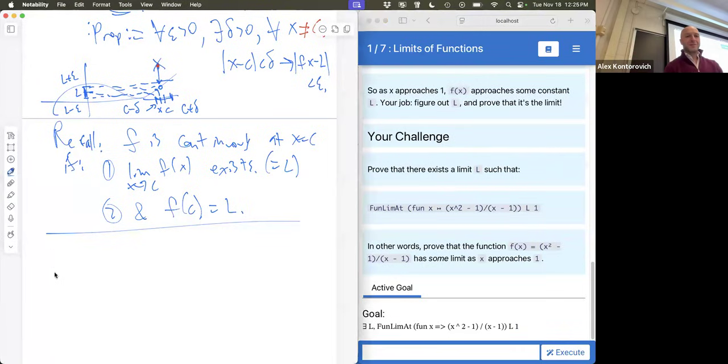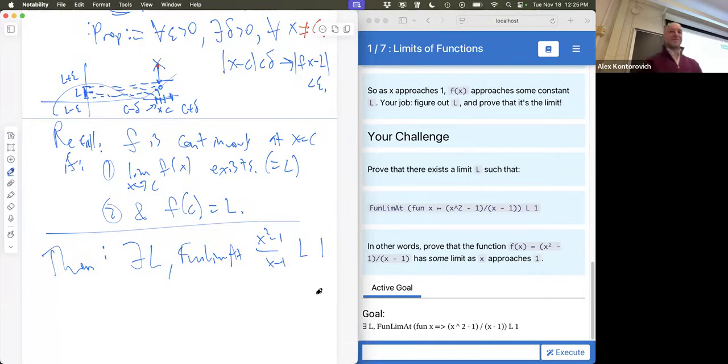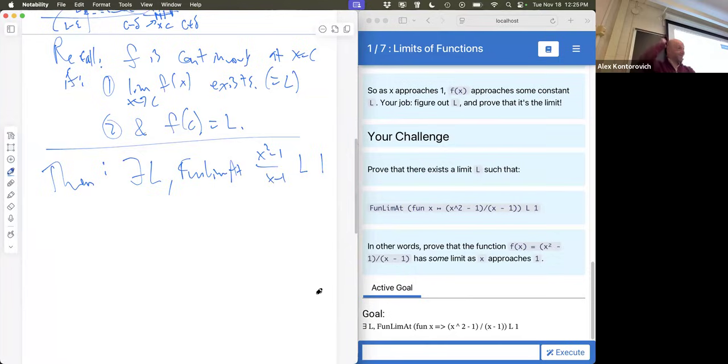Okay, so theorem, there exists an L. There are no assumptions. We have no hypotheses, no assumptions. We just want to say there exists an L so that fun lim at x squared minus 1 over x minus 1 has limit L at x equals 1. Okay? How do you prove this?